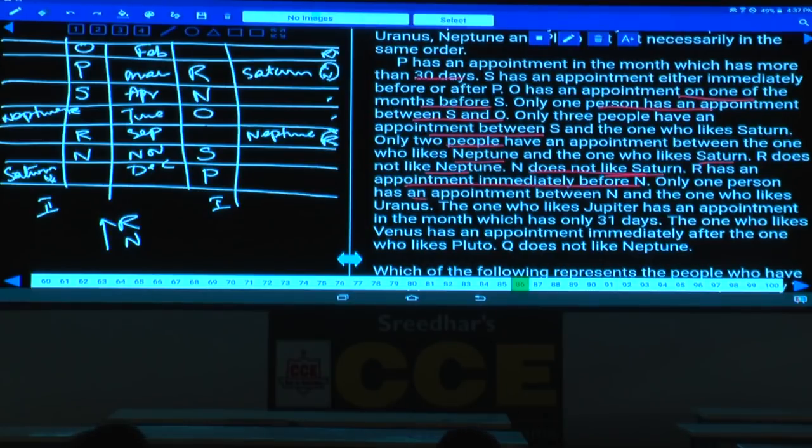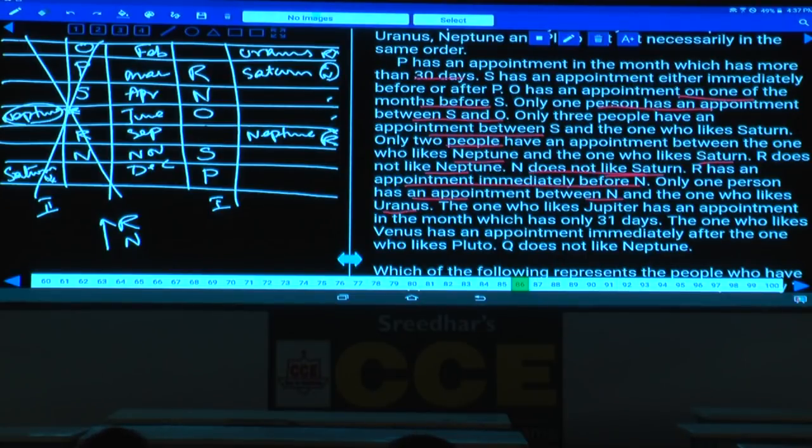Only one person has an appointment between N and the one who likes Uranus. Between N and Uranus there must be exactly one, hence in the first case Uranus must be in the month of Feb, and in the second case, there is no possibility at all, because Uranus and Neptune must be in the same place, which is not possible. The second case is ruled out. Now we are left with only one case.